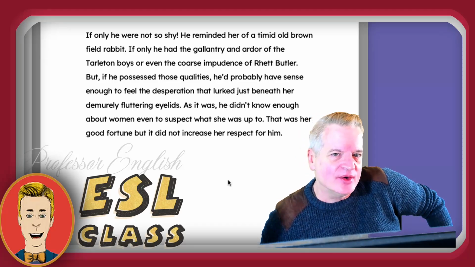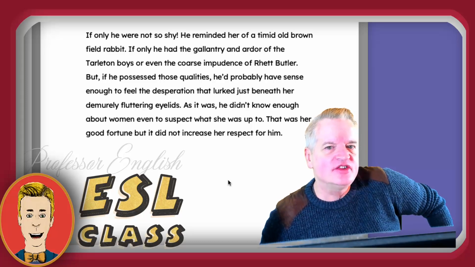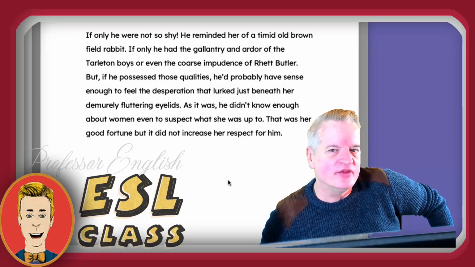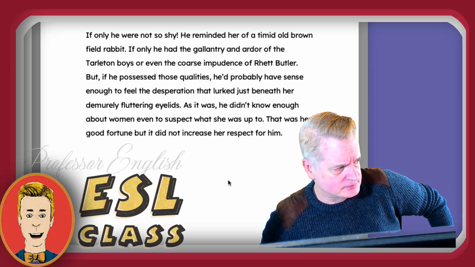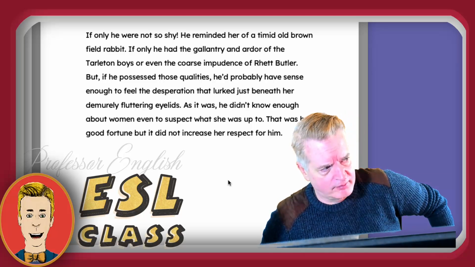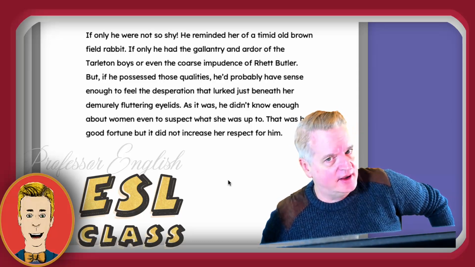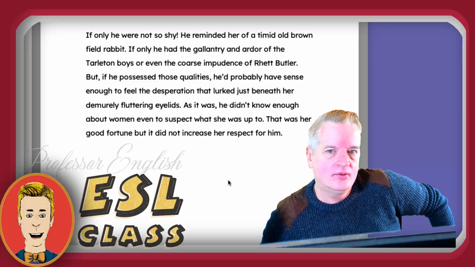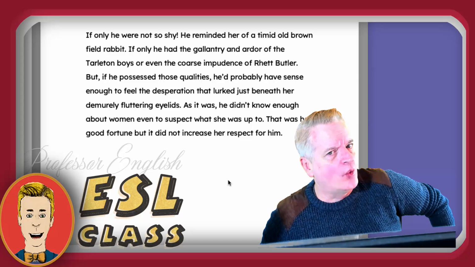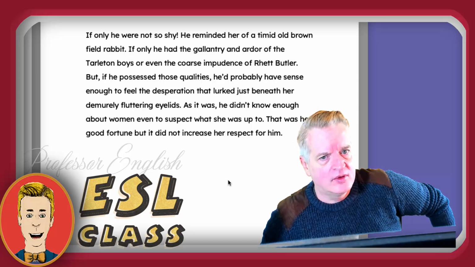All right, let's take a look at the next sentence. Why don't you read everything? If only he were not so shy. He reminded her of a timid old brown field rabbit. If only he were not so shy, he reminded her of a timid old brown field rabbit. Okay. If only, if only. If only he were not so shy. Okay. He reminded her of a.